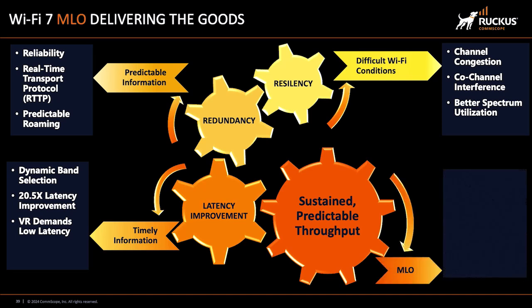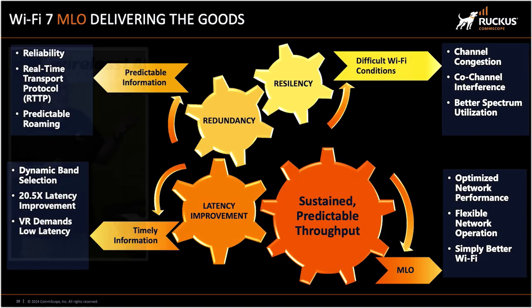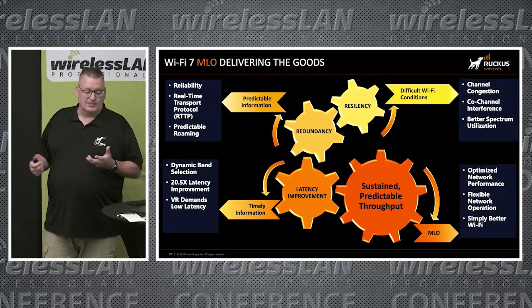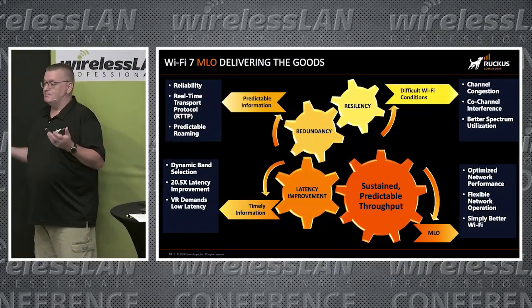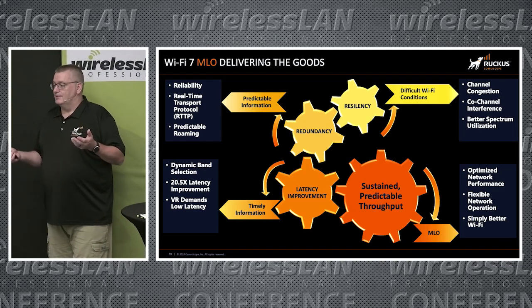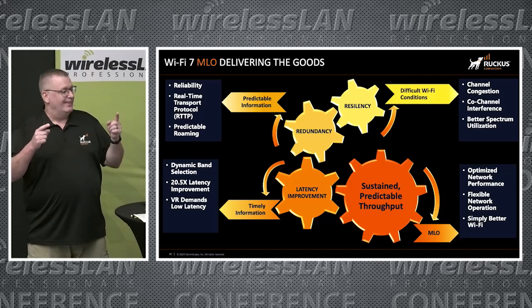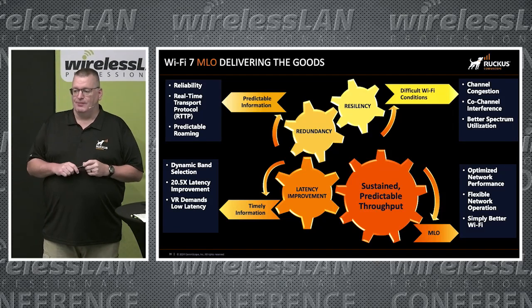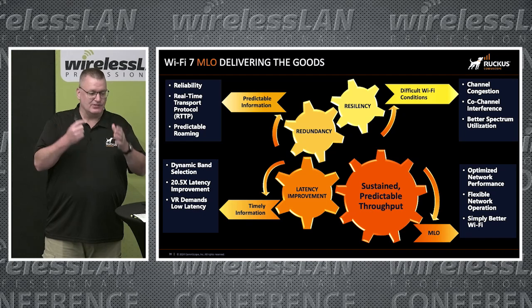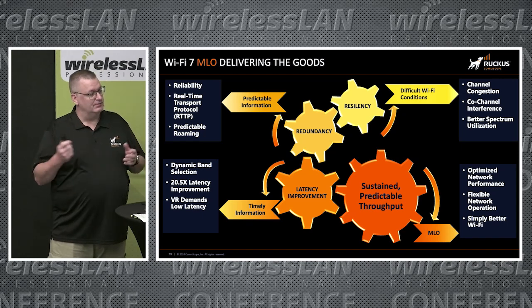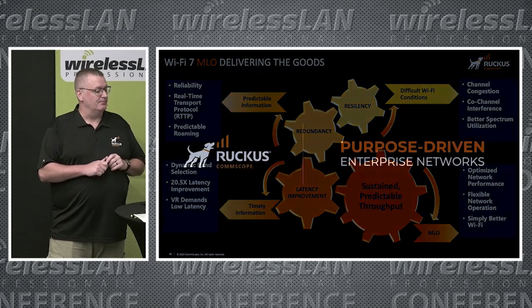And then we have sustained, predictable throughput, and all this working together lets us optimize our network performance and have flexible network operations, which simply gives us better Wi-Fi. So it's all working together. As all these things work together, that is the cool thing about Wi-Fi 7, because it's not just now, but it's also going into the future. So, thank you.